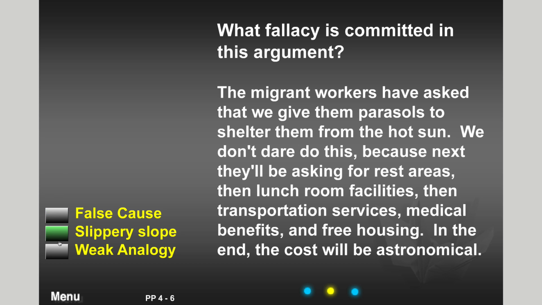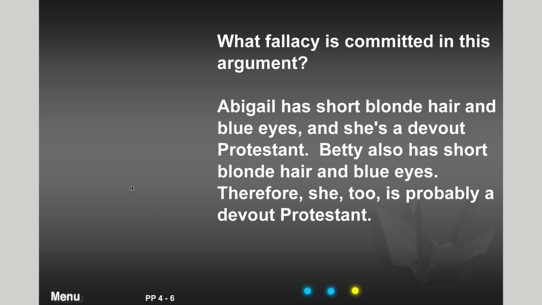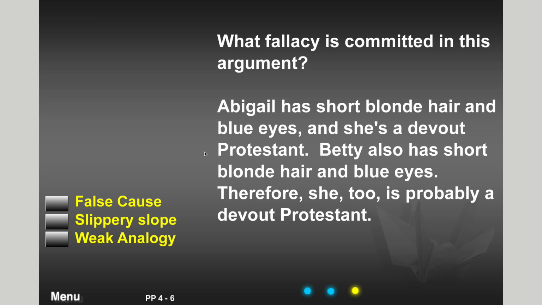This is obviously a slippery slope. Right? The conclusion depends on a chain reaction of causes not likely to occur. And again, the boss or the farmer or whoever hired the migrant workers can at any time put a stop to that slope. That's part of it.